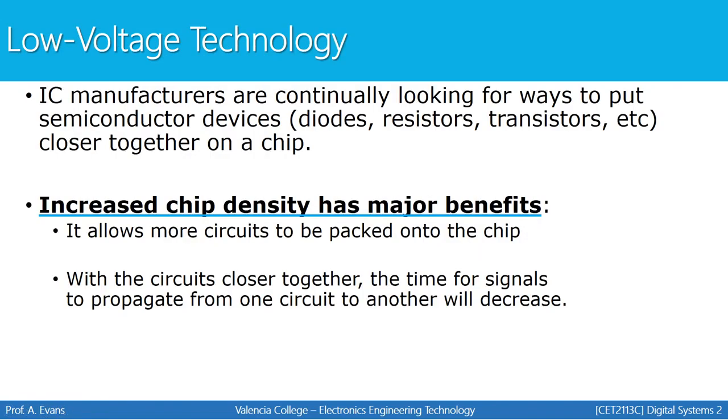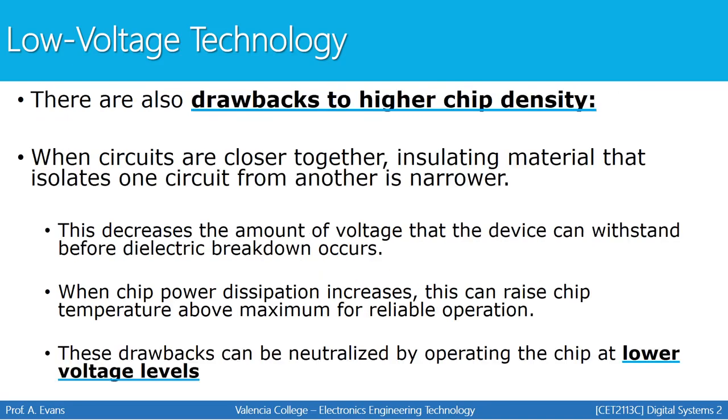Now we're going to switch gears a little bit and talk about low voltage technology. IC manufacturers are continually looking for ways to put more semiconductor devices closer together on a chip. The closer together I can put them, the more I can fit on one chip. The more I can fit on one chip, the more versatile the applications of said chip. So increased chip density has some major benefits. It allows more circuits to be put on the chip, and with circuits that are closer together, the time for signals to propagate from one circuit to another will decrease.